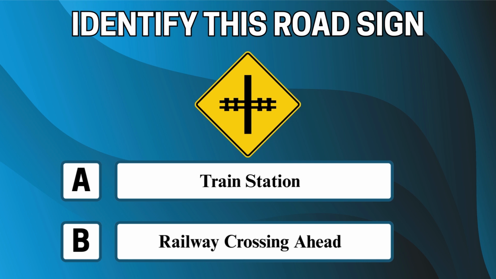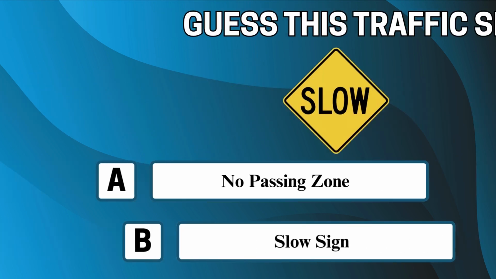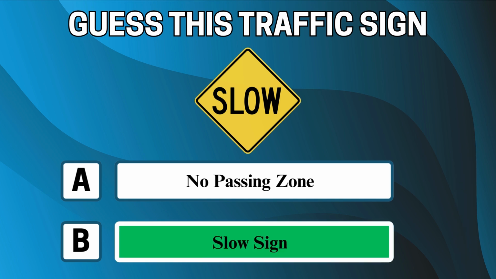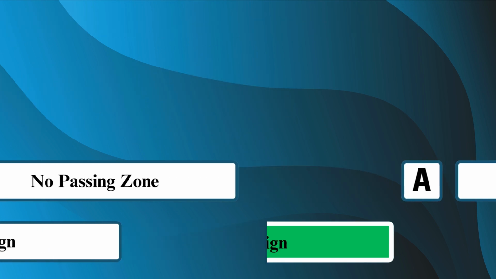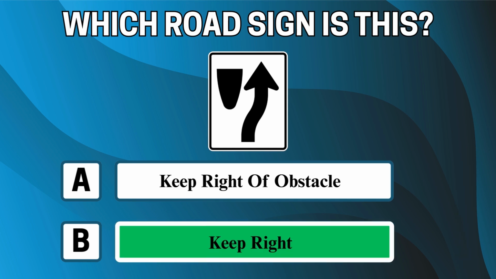Identify this road sign. That is right, it is the railway crossing ahead sign. Guess this traffic sign. Exactly, it is the slow sign. Which road sign is this? Yes, it is the keep right sign.